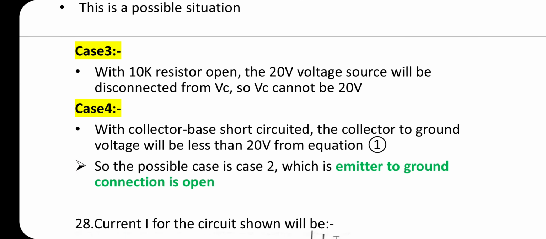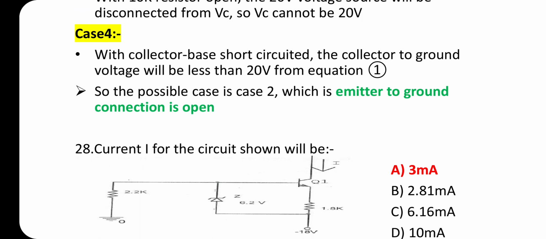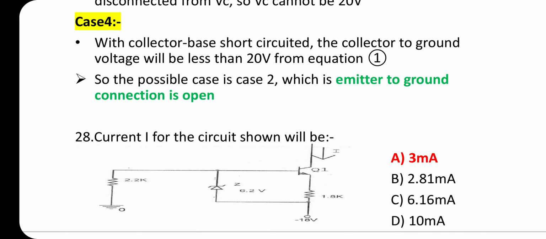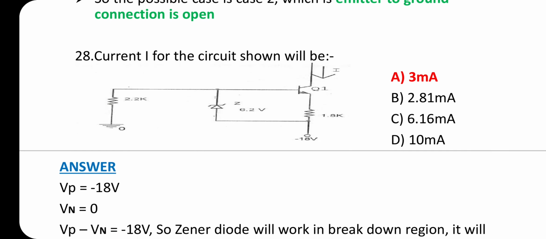That is the answer. Case 3. With the 10K resistor open, the 20 volt voltage source will be disconnected from VC. So VC cannot be 20 volt. Case 4. With the collector base short circuited, the collector to ground voltage will be less than 20 volt from equation number 1. So the possible case is case 2, which is emitter to ground connection is open.